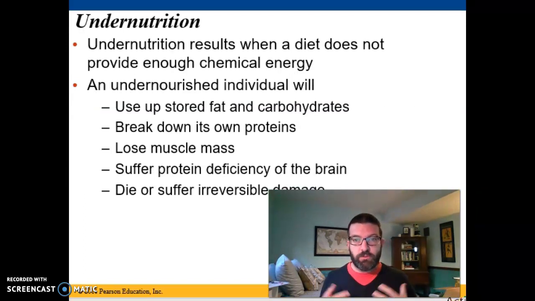So you'll use up all your stored fat and carbohydrates, and then that means you have to turn to proteins, and you'll lose muscle mass, and you'll lose important structural proteins, and eventually you can suffer protein deficiencies in the brain, and you can die or suffer irreversible damage.